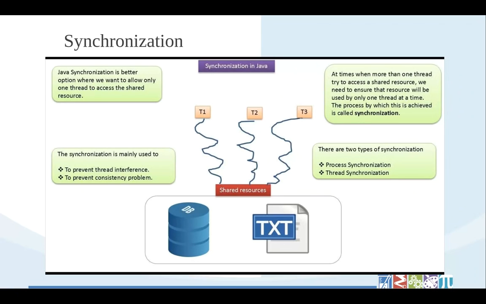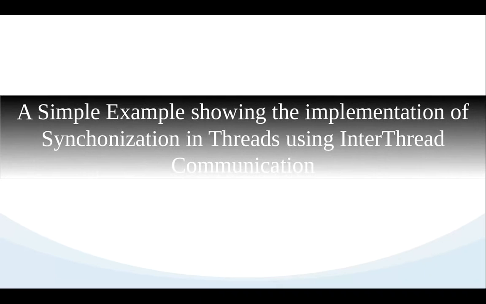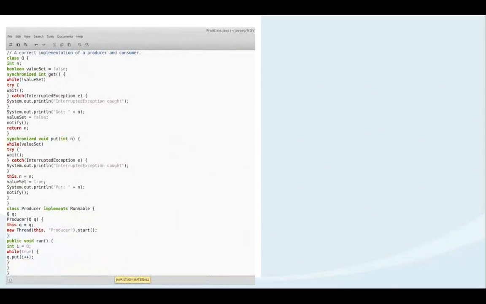Now there are two types of synchronization again, process-based synchronization and thread-based synchronization. And for thread-based synchronization, I told you this example of the stack is a very good example. And we'll see that over here again, in the program. Now we'll see a simple example showing the implementation of synchronization and threads using inter-thread communication. So we'll see that also. And here a very good example is the producer-consumer example. It's a very popular example and it's a very good example for synchronization and inter-thread communication.